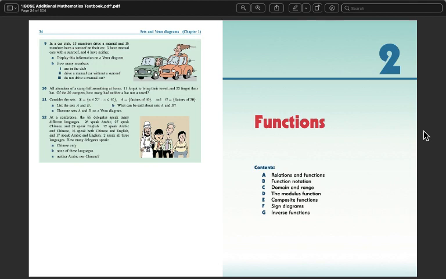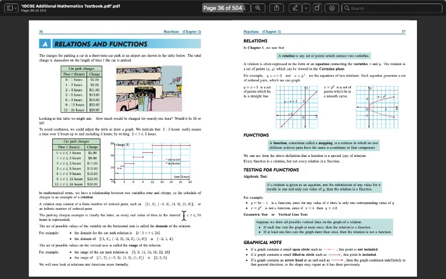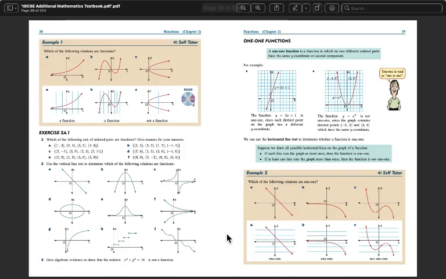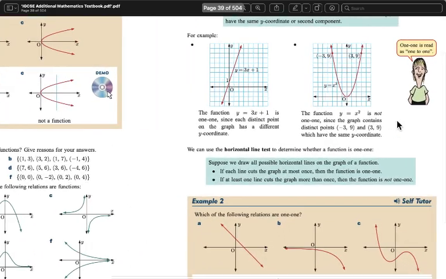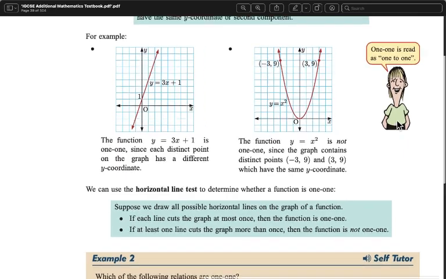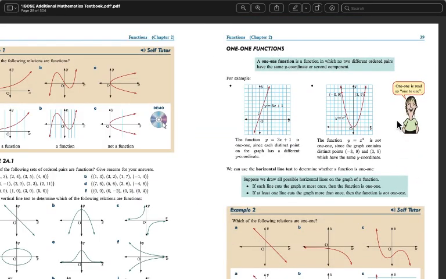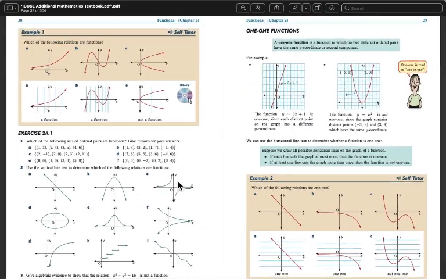So basically, a function is denoted as f(x), and for each x value, you'll get only one y value. So f(x) equals y, and for each x you will obtain a y value. Before we actually start with the function itself, let's identify what is a function and what is not. There are different types of functions shown here.